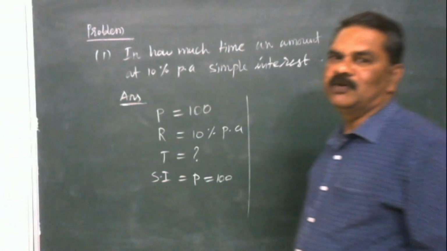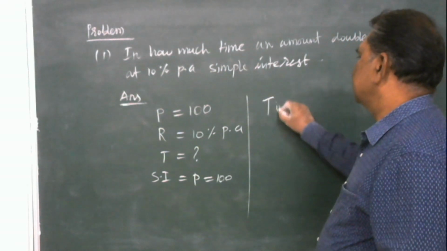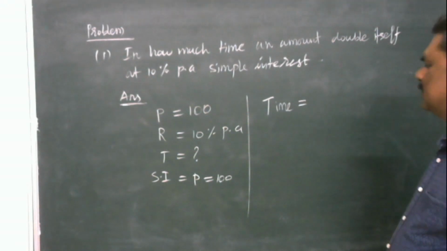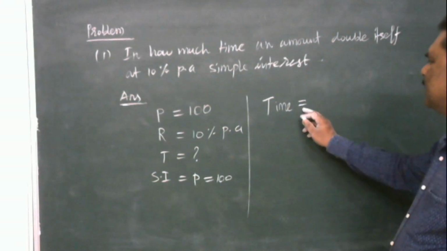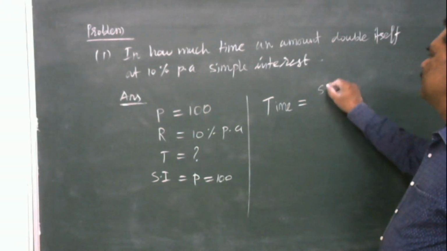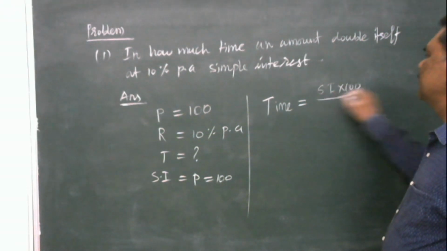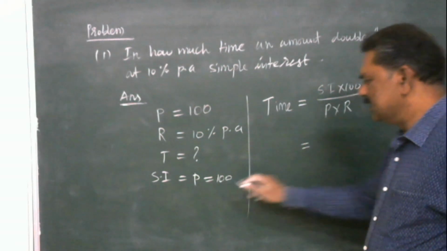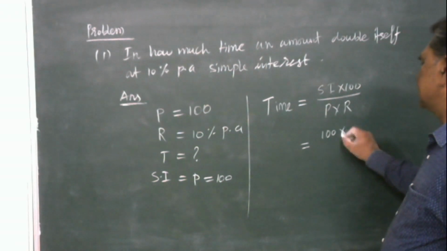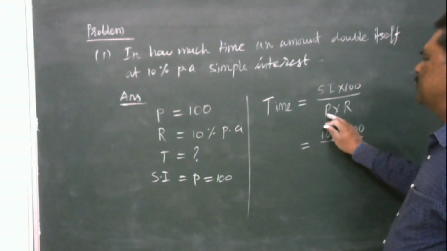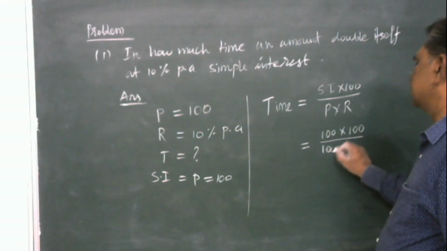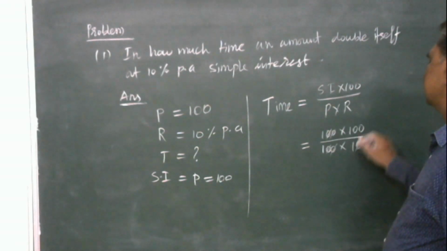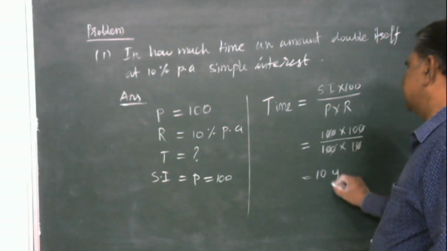Now we want to find the time taken for the amount to become double itself. How much time will it take? The formula is time equals simple interest into 100 divided by P into R. Simple interest is P, actually the 100 rupees I have taken, into 100 divided by P, which I have taken as 100, into rate 10. So 100 cancels, 0 cancels. So it will take 10 years.